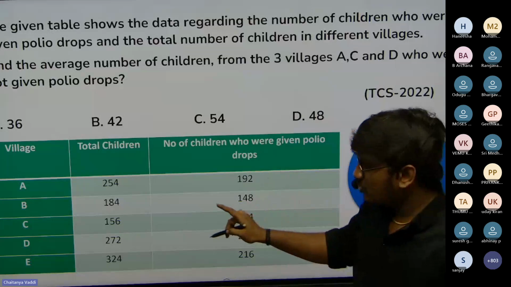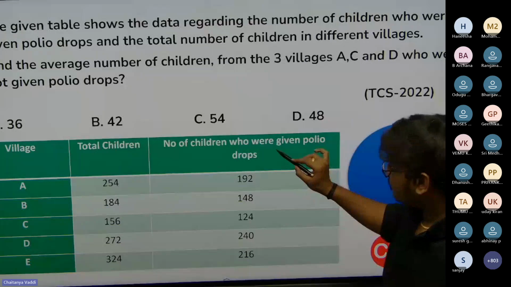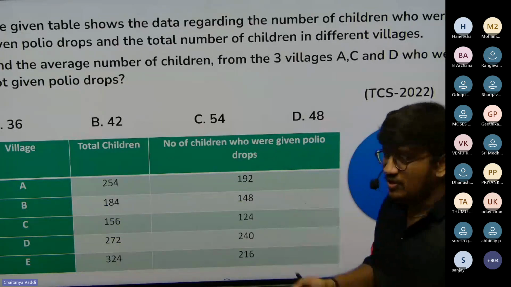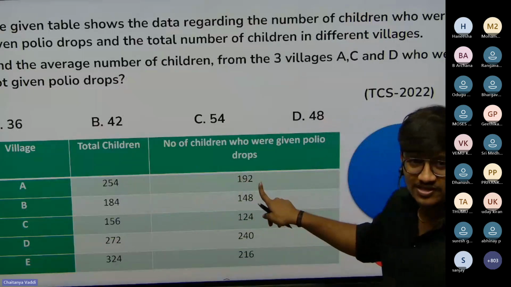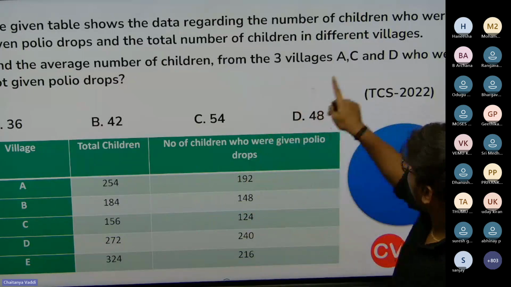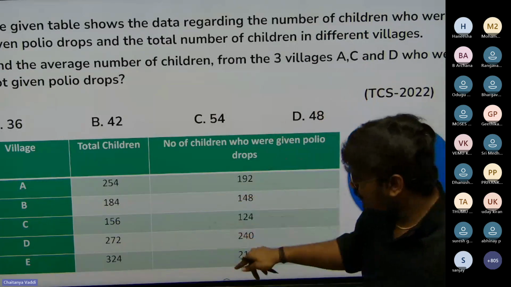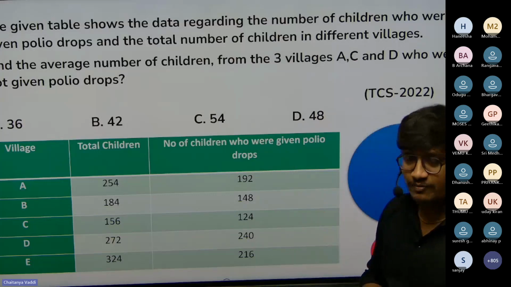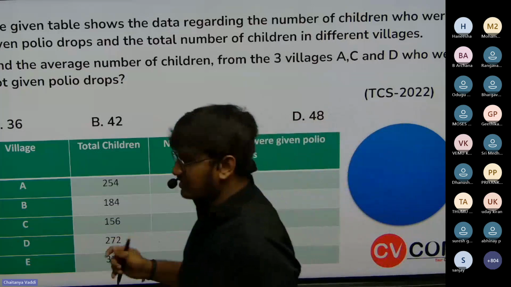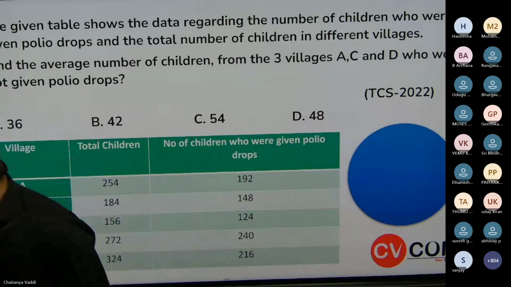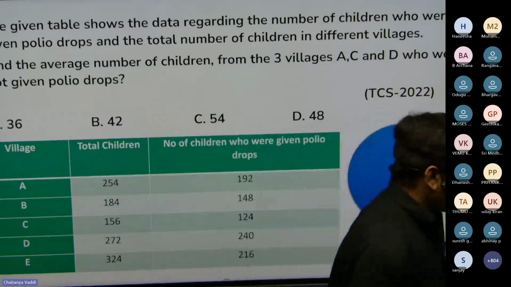So obviously, how you need to solve: from A, the total number of children is 254, and the number of children who were given polio drops is 192. Obviously, the children who were not given polio drops will be 254 minus 192. Correct? So you just take the difference. And the similar case for C also, you will get to know how many children were not given polio drops. And the similar case for D also. After getting the values of all, you just need to add them and divide by 3. That's it. So this will be the average. This is a very basic question where you can apply the average of these values.